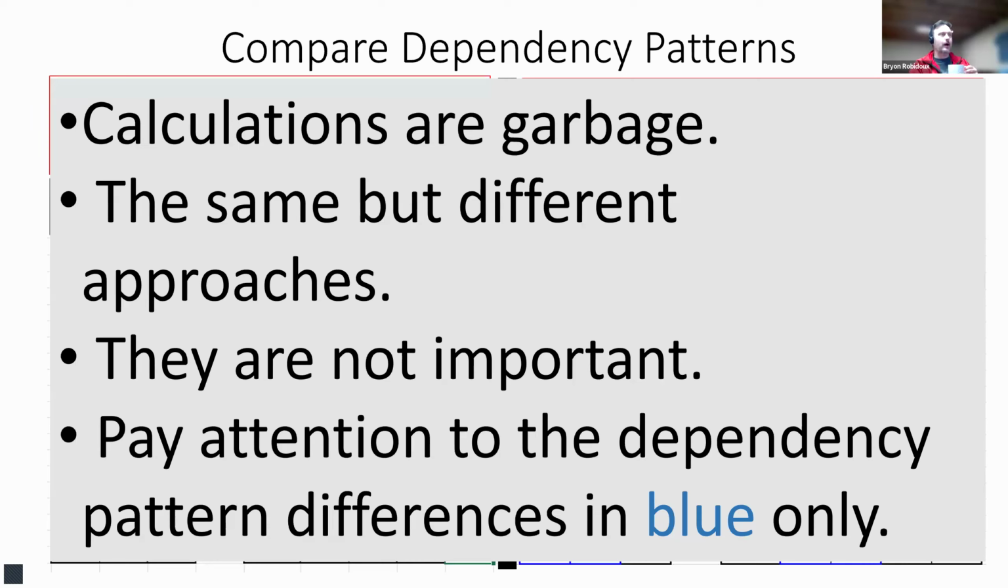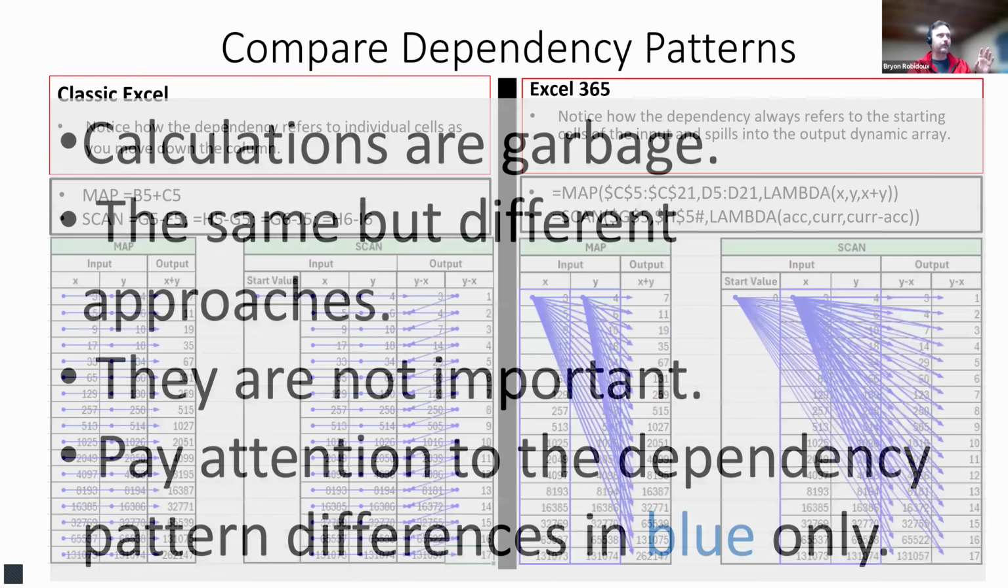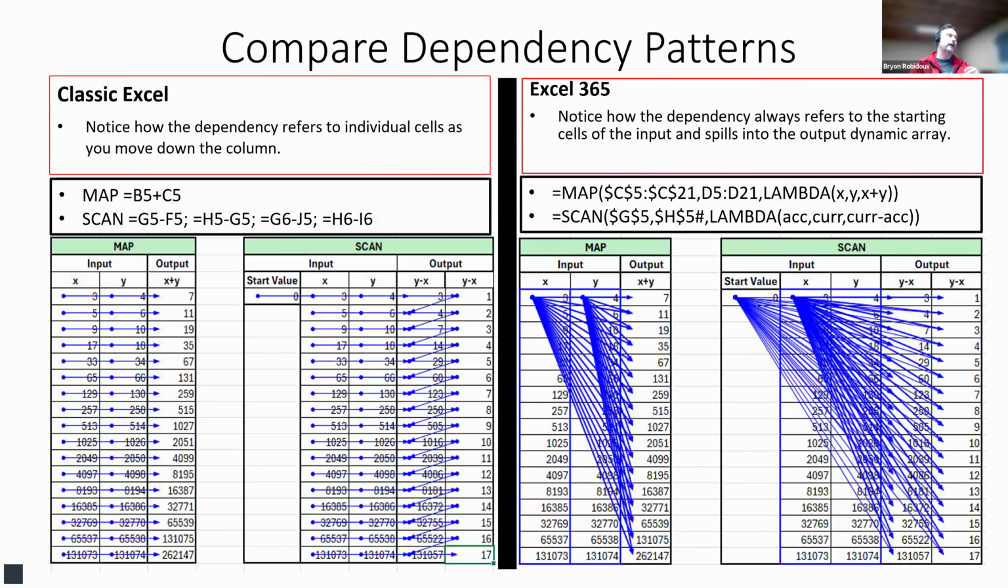Okay. So I want you to look at these dependency patterns, but know these calculations are garbage. They're the same approaches done a different way: one in classic Excel and one in what I'm calling the new Excel. So pay attention to the difference in the pattern, not what the calculations are doing, because they're just dumb, just for illustration purposes. If we take a simple classic Excel example on the left here, and we look at a map, we're just going to take two values and map them to a new number. You can look at this dependency pattern.